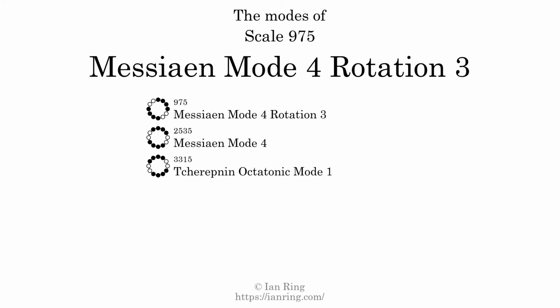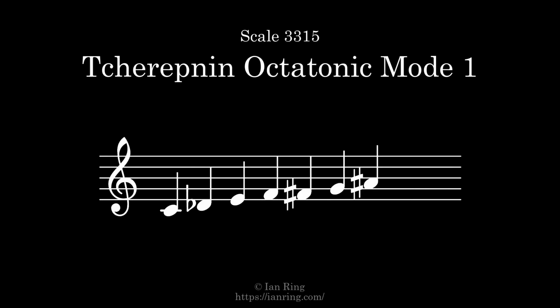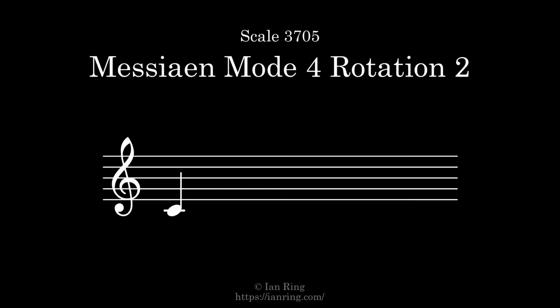The third mode is scale 3315, also known as Messiaen Octatonic Mode 1. It sounds like this. The fourth and last mode is scale 3705, also known as Messiaen Mode 4 Rotation 2. It sounds like this.